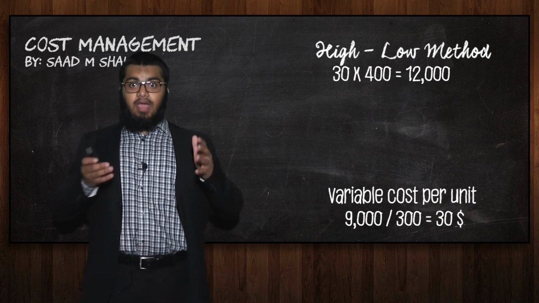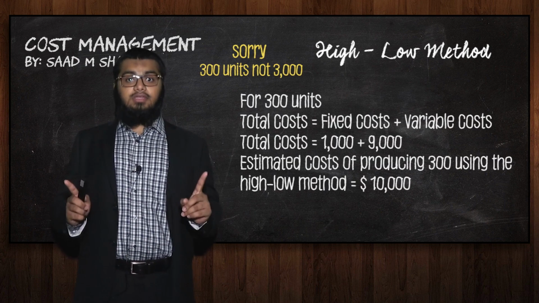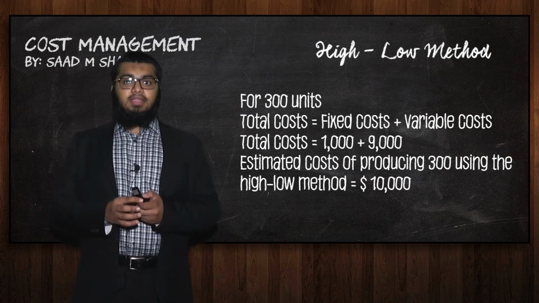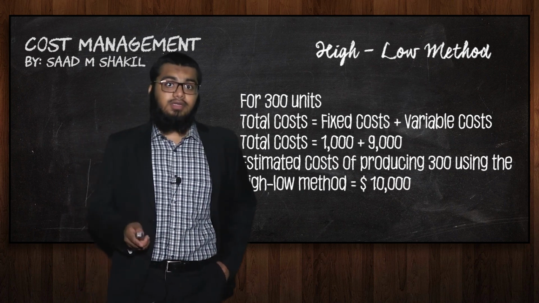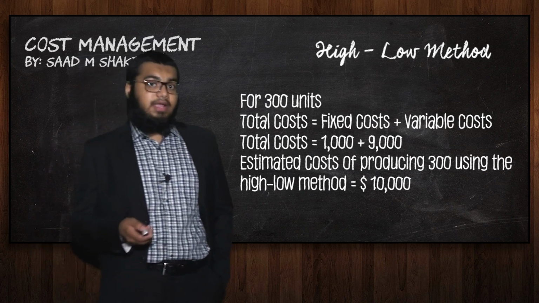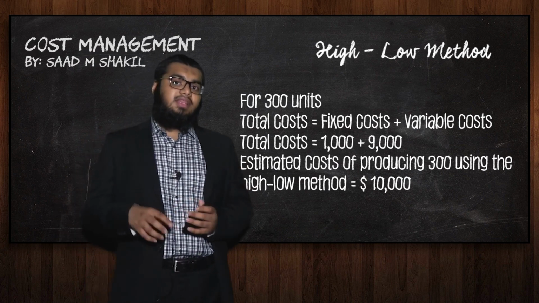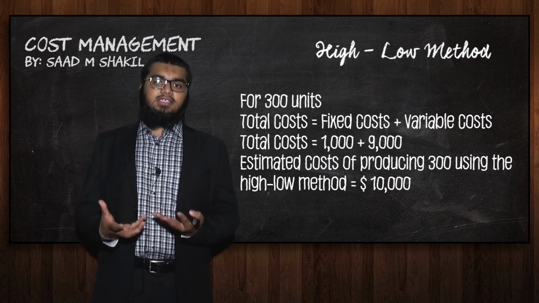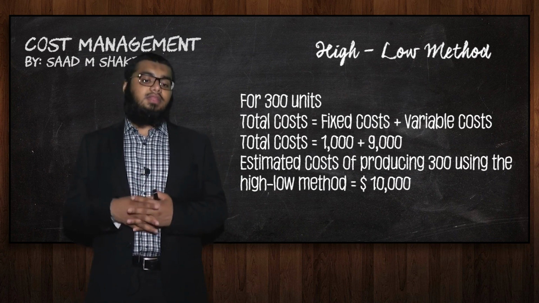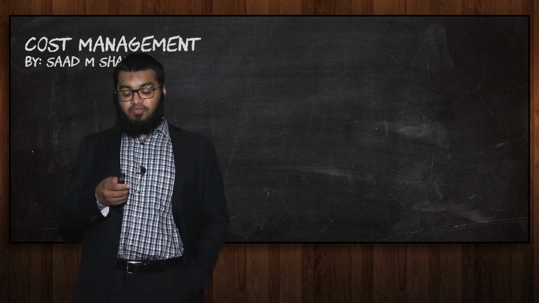So using this, now you have the fixed costs and you have the variable costs for 300 units. So for 300 units, the total cost is 1,000 fixed, 9,000 variable. That gives us a total of $10,000 as the estimated cost of producing 300 units using the high-low method. As we mentioned, this is one of the methods of calculating an estimate of the semi-variable costs, but this is the one which is required for your CMA examination.